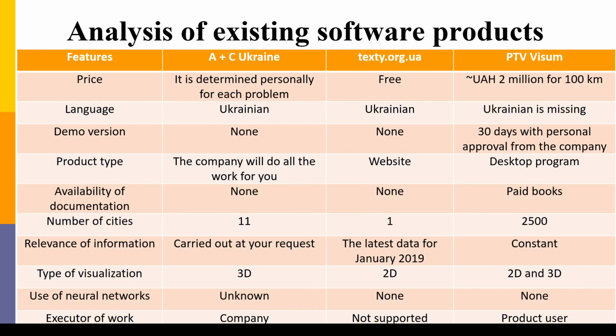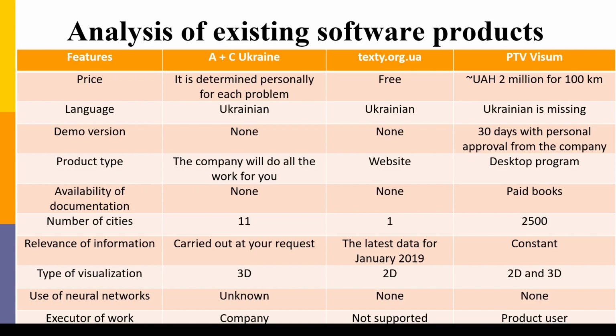This table shows the comparative characteristic of three similar software products. Each of them represents its specific market segment. For example, A plus C Ukraine is a company that only provides research and visualization of passenger flows but does not provide information on what software tools it used. On the company's website you can find only a screenshot of the type of visualization of passenger flows. Next is the site Texty.org.ua, which in turn provides information on e-tickets sold, but the latest data was updated in January 2019.